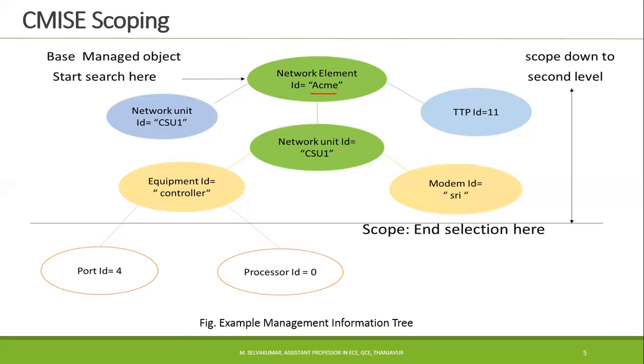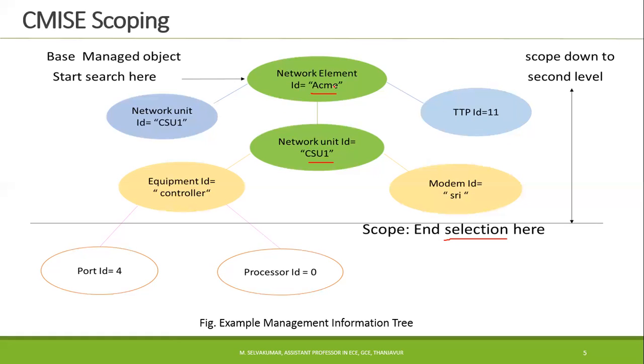This network element is again CSU1, network unit ID CSU1, and it consists of two controller cards. One is the equipment ID controller card, and another is the modulation demodulation ID. The name of the modulation demodulation ID is modem, and the equipment ID is controller. So these are scoped down to the second level. This will be the end selection here, showing the tree connected to the equipment card.